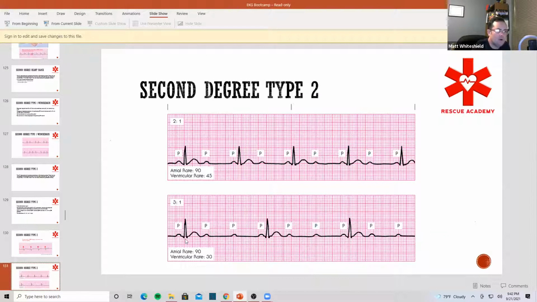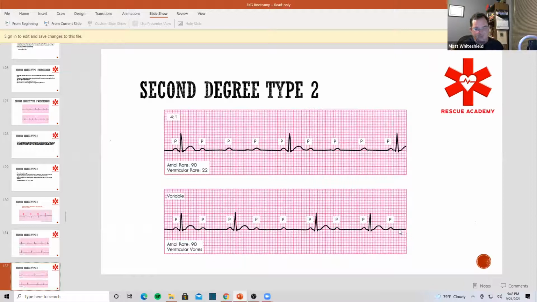Look at this 3-to-1. We have 3 P waves. There should be QRSs in between them. Now remember, we have to pay attention to the PR interval. And are they changing before those QRS complexes? And the answer is no. Look at right before these QRS complexes. Are there any differences? They're all the same, but there's missing beats. That's what makes this a second degree type 2.